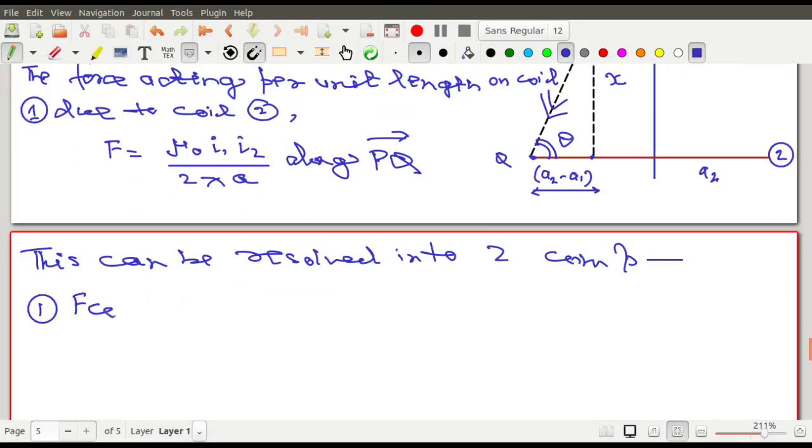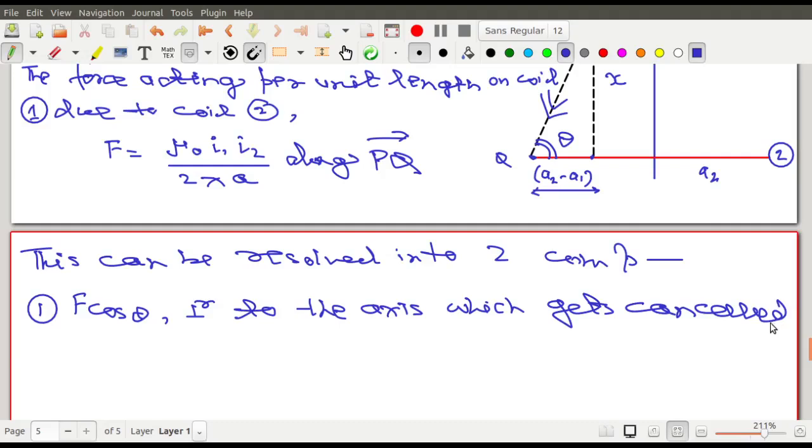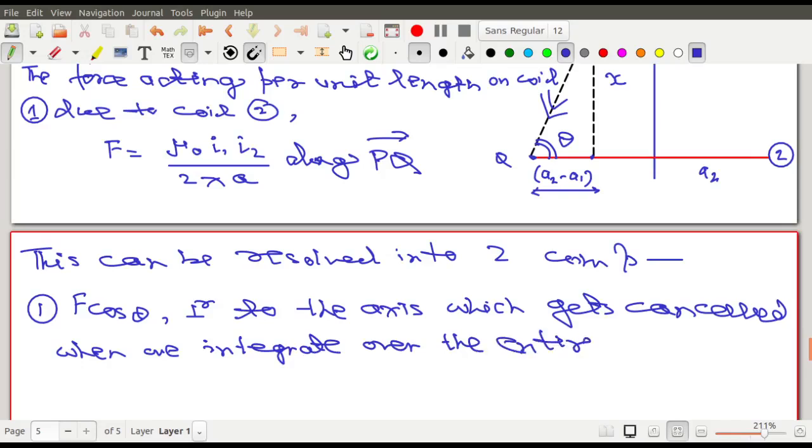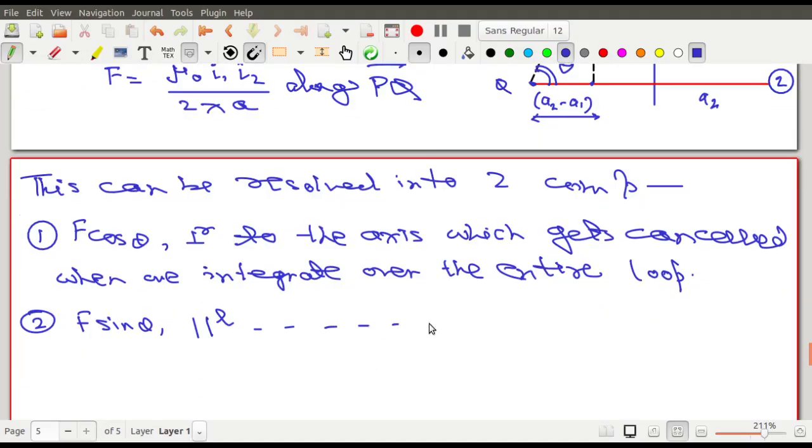So one is F cos theta, perpendicular to the axis, which gets cancelled when you integrate over the entire loop. And the other one is F sin theta, parallel to the axis, which gets added up when we integrate over the entire loop. Please write it. So one is F cos theta, one is F sin theta.